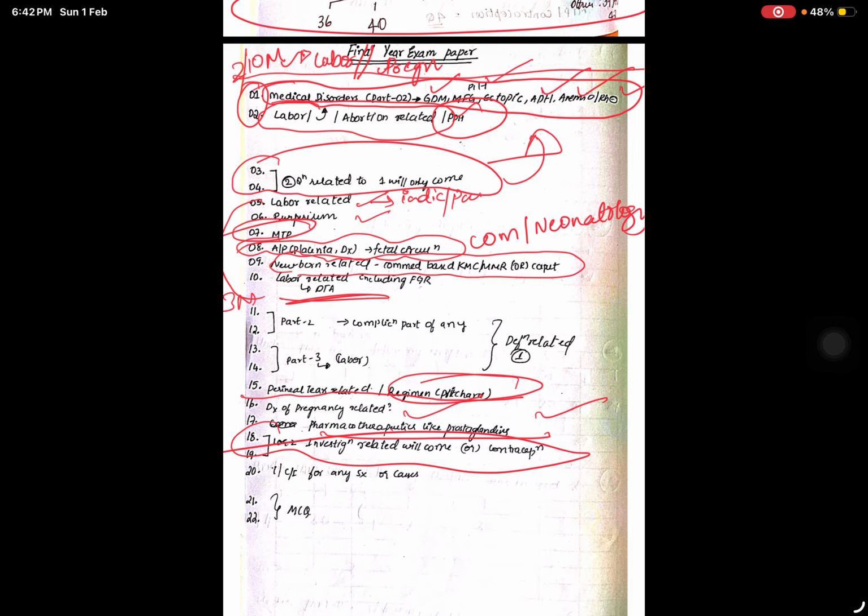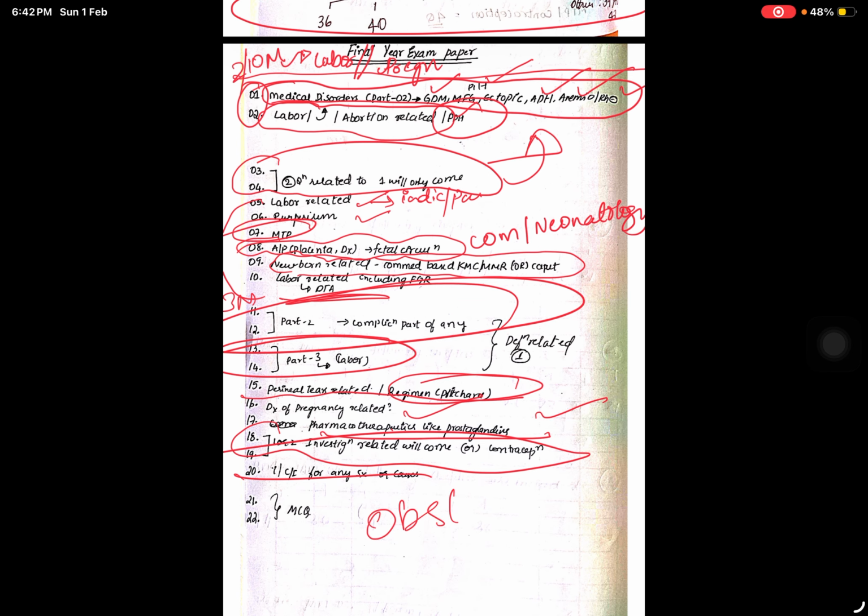One or 2 questions related to your investigation or contraception might come. One question, as I told, related to surgery can come. 2 questions from labor and 2 questions from complications of any of the medical or surgical disorders of pregnancy, plus one definition. For example, definition of PIH, definition of GDM. When do you call them that is what we can expect. This is in total the proper paper distribution for your obstetrics for 100 marks with 10 MCQs, which I'm sure you can do on the day of the exam.